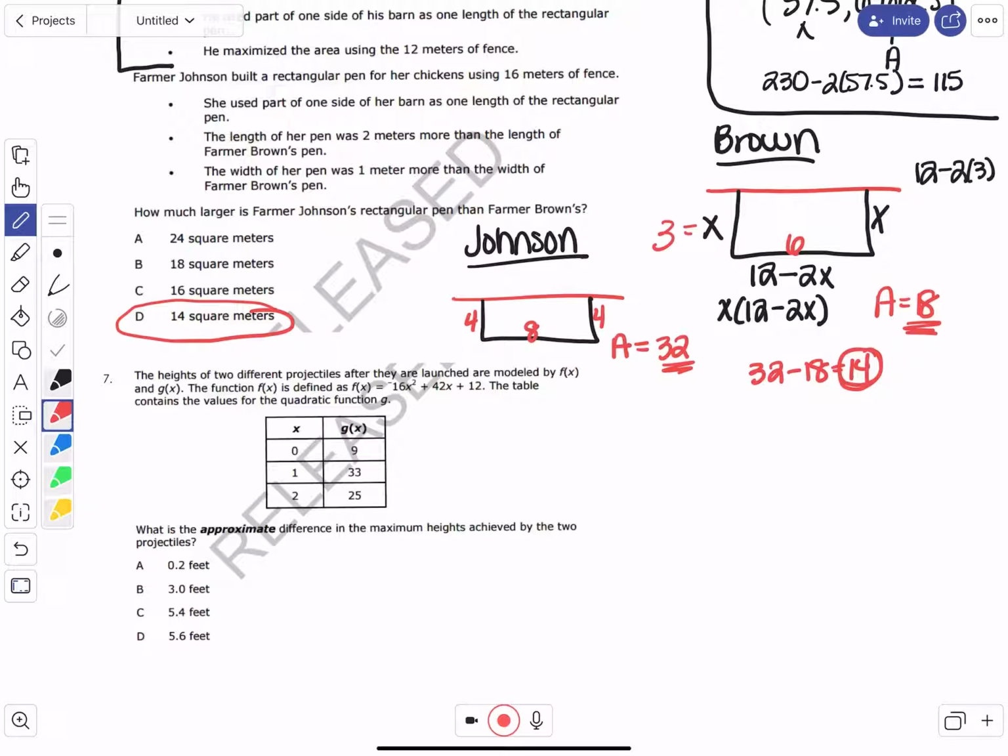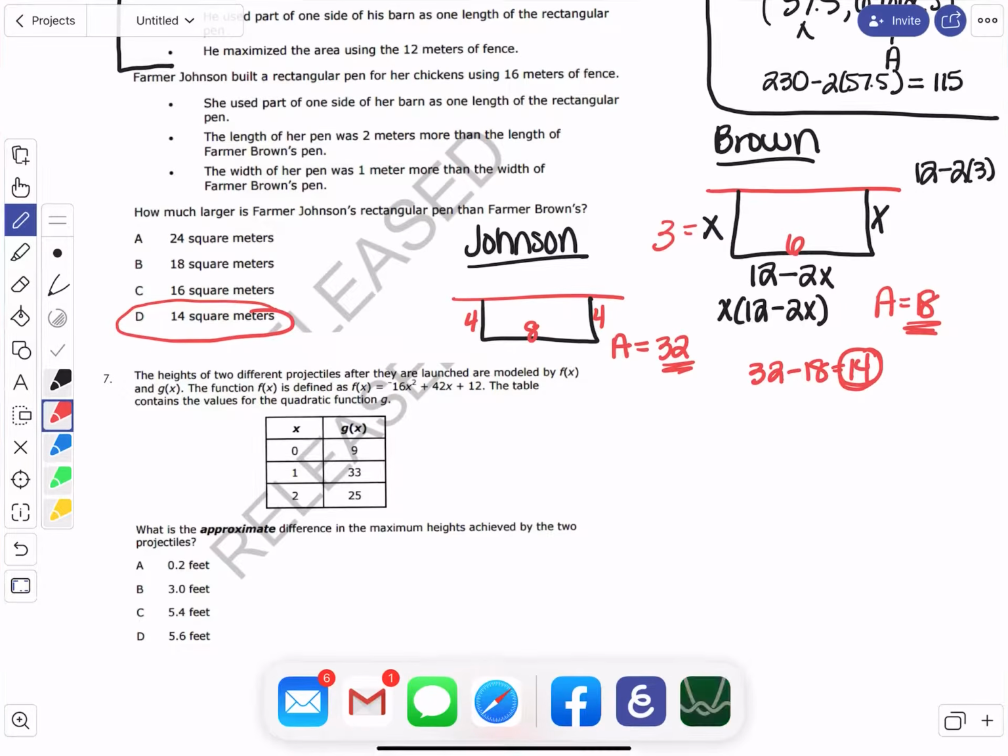All right, and last question. The heights of two different projectiles after they are launched are modeled by f of x and g of x. The function f of x is defined as we get an equation here, and then we have a table for g of x. What is the approximate difference in the maximum heights achieved by the two projectiles? So we're comparing an equation and a table. So let's enter our equation into Desmos.